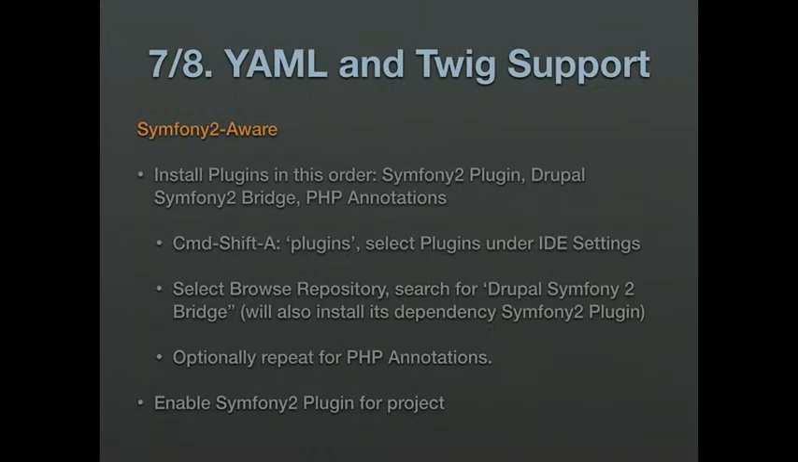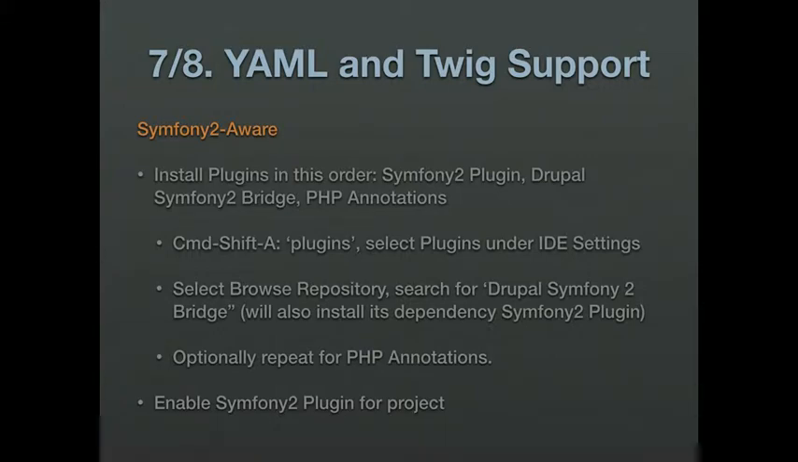And PhpStorm offers plugins where it could actually be aware of what information needs to go in that YAML file. Because if you ever look at the YAML file, you have no idea what needs to go in there. So if you add these plugins, there's autocomplete, so you know what goes in there. The plugins are the Symfony 2 plugin, the Drupal Symfony 2 bridge, and PHP annotations.